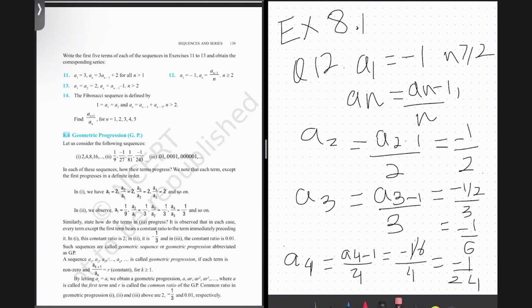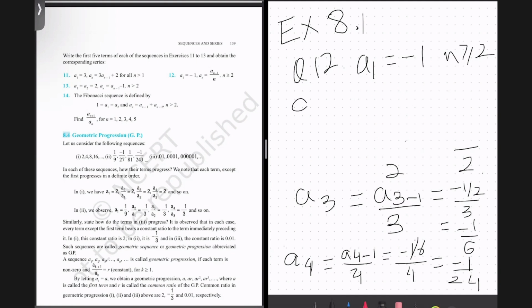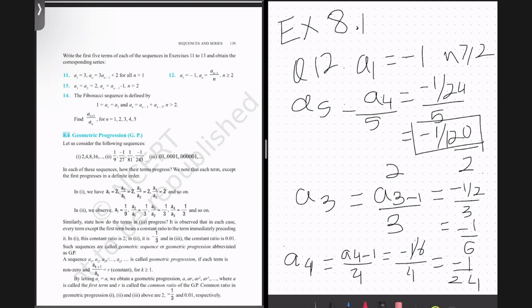Moving on, I need to find the fifth term as well. I'll write the fifth term here. A of 5 is nothing but a of 4 upon n, that is nothing but 5. So a of 4, we have already derived as minus 1 upon 24, divided by 5, and that is equal to minus 1 upon 120, correct? That is your fifth term. So these are the first 5 terms of this particular sequence. I have minus 1, minus 1 by 2, minus 1 by 6, minus 1 by 24, and minus 1 upon 120, correct? These are the first 5 terms.